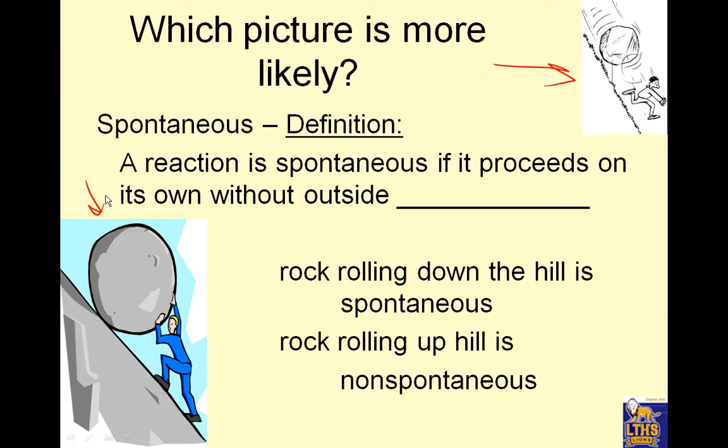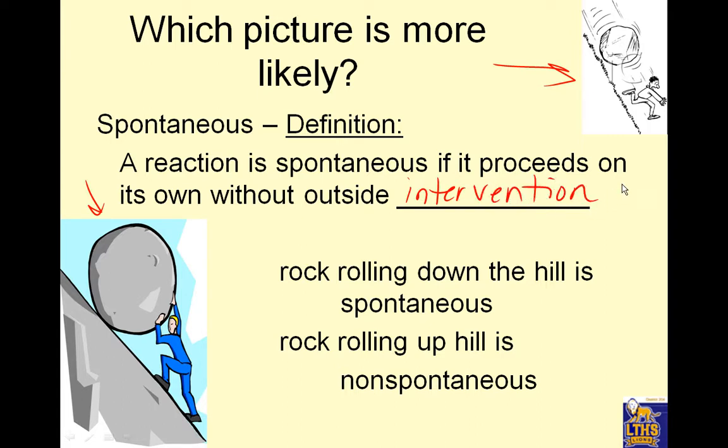So, spontaneous. You might think of spontaneous as something you do on the spur of the moment, but spontaneous in chemistry is a reaction that proceeds on its own without outside intervention. It occurs naturally.